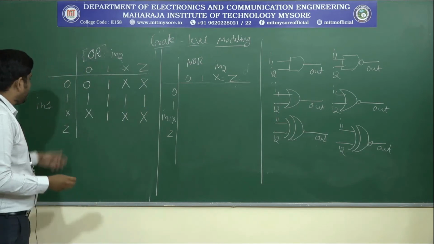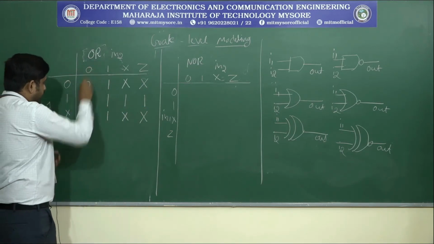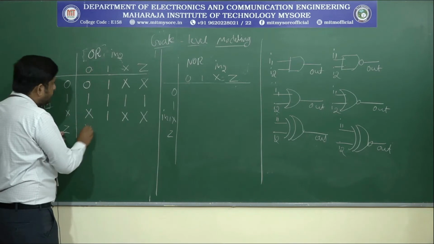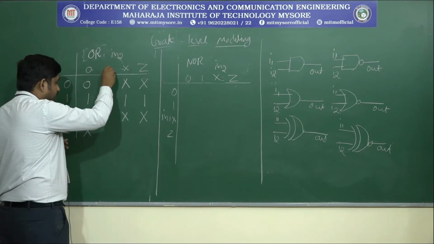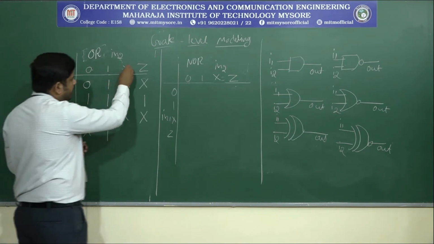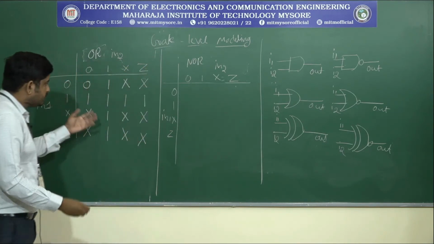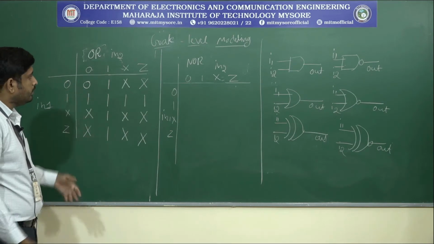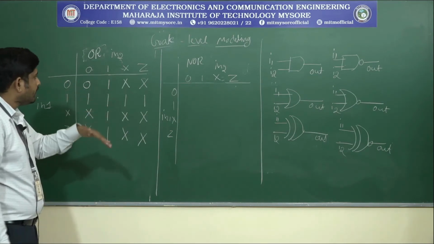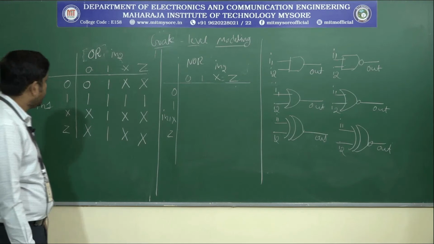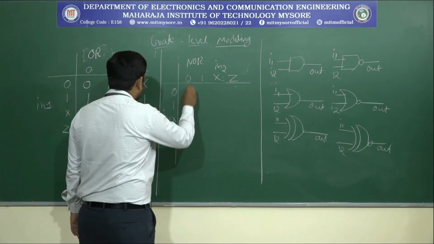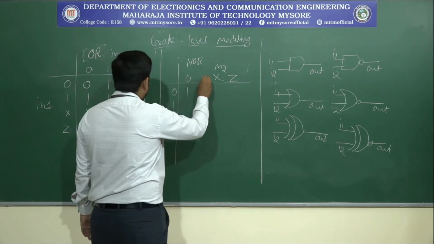Then the last one we have to operate is high impedance. It's Z, and with X it is X only. If any one of the inputs is 1, then 1. Then here X, then X. This is the representation of the OR gate. Next we move on to the NOR gate. The NOR gate is exactly the opposite of the OR gate. So here 0 0 gives 1. Then 1 0.